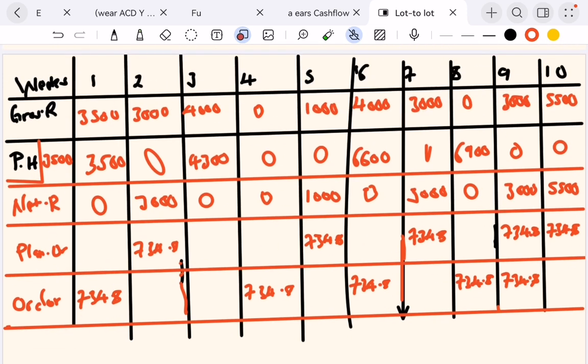It's clear. Just confirm the last two rows. The planned order is planned order receipts, and then the other one is planned order release, in line with the question. Okay, thank you. So we're also taught to find the holding cost, ordering cost, and the total cost.